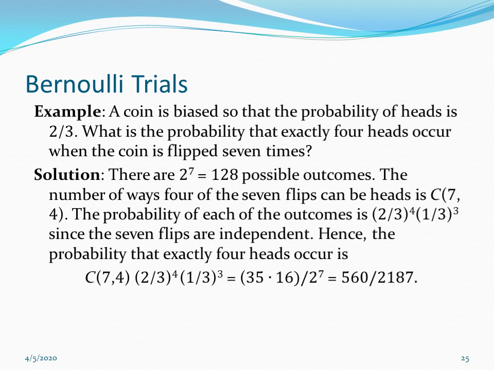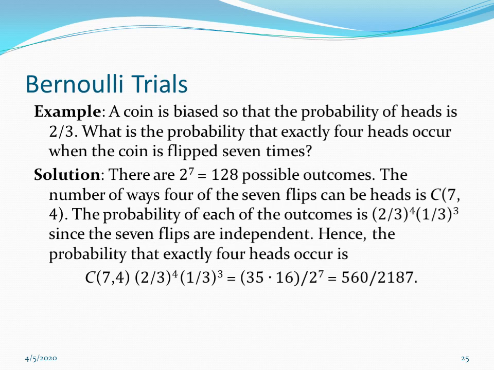The number of ways 4 of these 7 flips can be heads is 7 choose 4. You have 7 different trials, and to get exactly 4 successes, the number of ways you can do this is 7 choose 4. Now for the probability of each of those outcomes: remember you have exactly 4 successes, so you multiply 2 over 3 by itself 4 times, and you have 3 failures, so you multiply 1 over 3 by itself 3 times. That is the probability of each of the outcomes where you get exactly 4 successes.